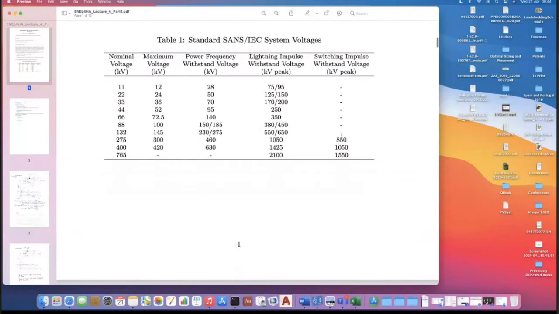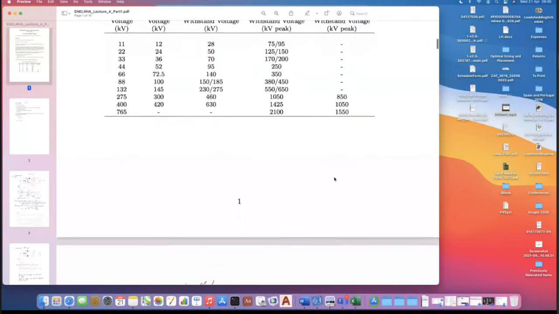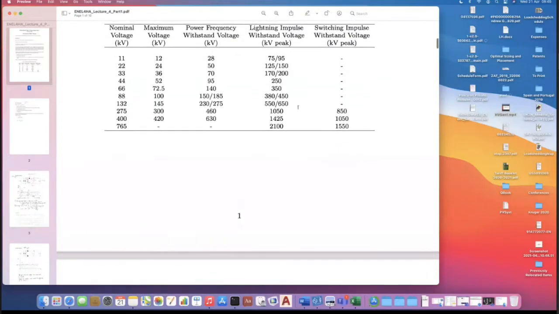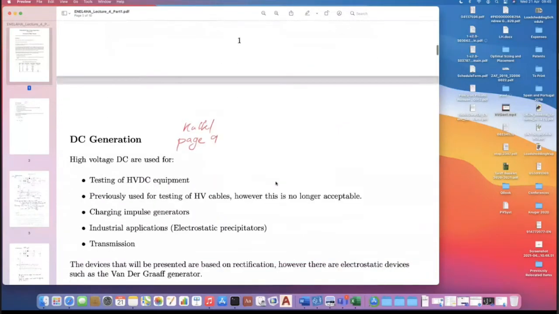And again, we don't tackle too much with the switching impulse, but we generally tend just to worry about it on the bigger transmission lines. Again, we'll see that the duration of that is a little bit longer than the lightning impulse. That'll come out later.